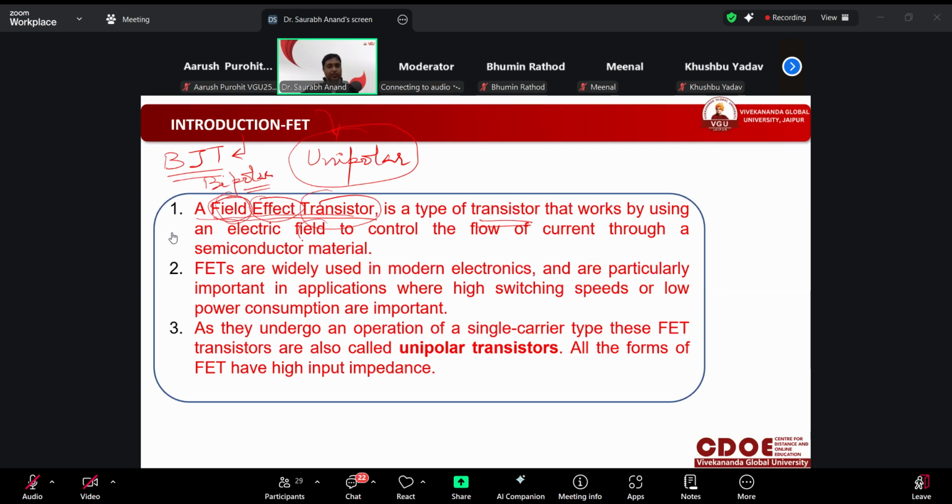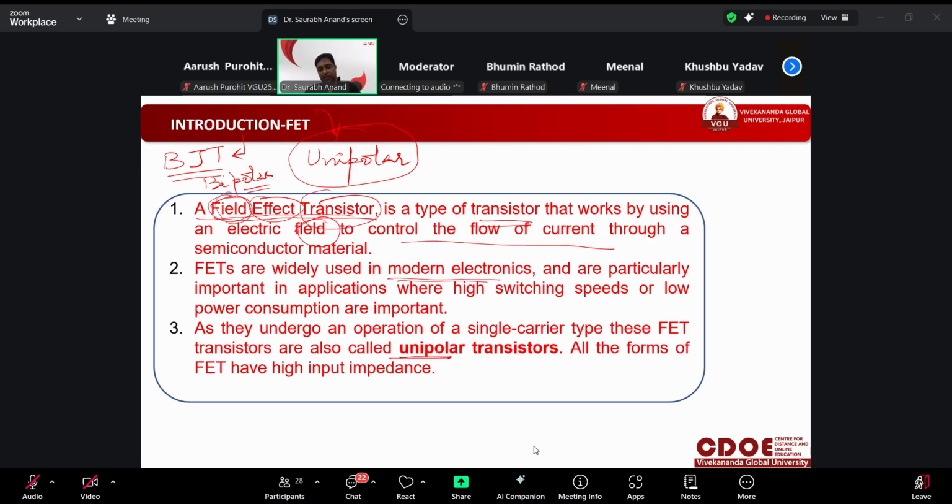But the field is used to control the flow of current. So how are we controlling the current? We are controlling the current by controlling the flow of charge carriers. If charge carriers are more, then the current will be high. If charge carriers are fewer in number, the current will be less. That's all. These transistors are used in modern electronics. MOSFET, you might have heard of MOSFET. This is modern electronics in which we are using FETs. This is unipolar, as I told you.